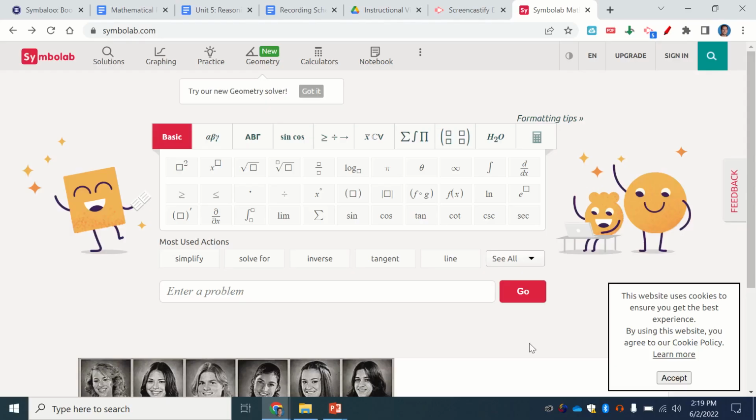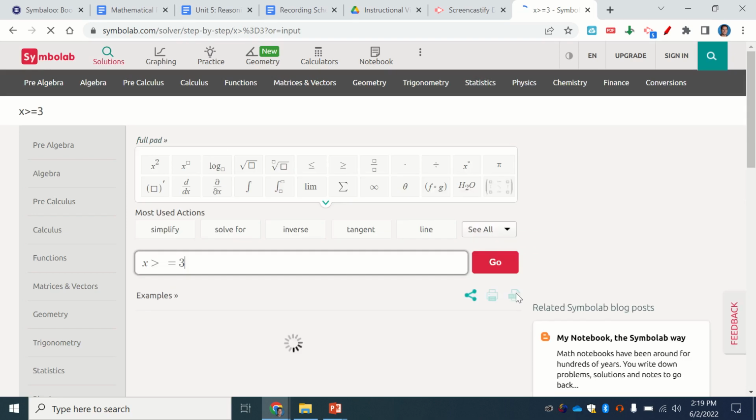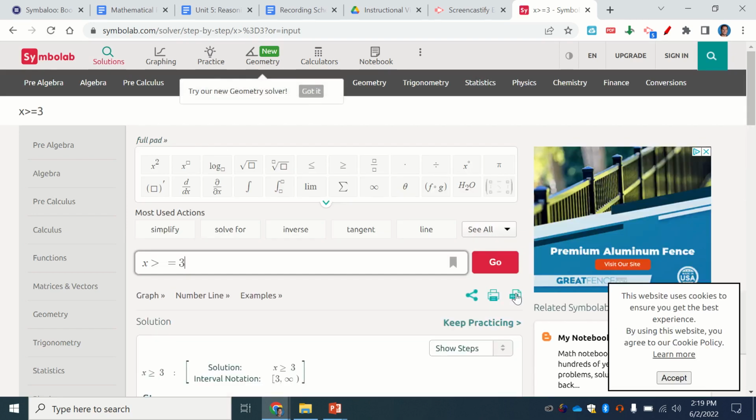Let's take a look now at how we can use Symbolab to check our work when dealing with plotting inequalities on the real number line. So we're going to go ahead and place in our box what we want to plot. So let's say we have x is greater than or equal to 3. So we can go ahead and put it in like that, and we go ahead and click Go. And notice it says x is greater than or equal to 3, which is what we want.